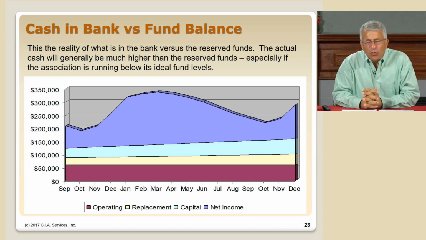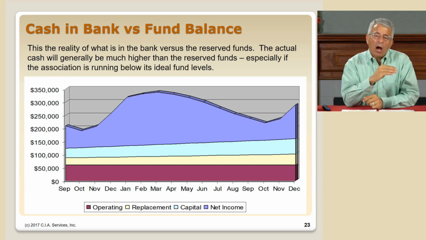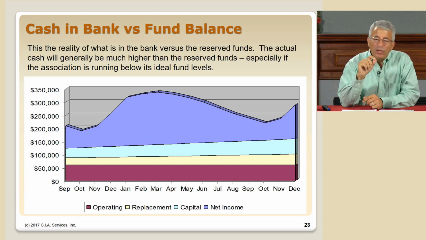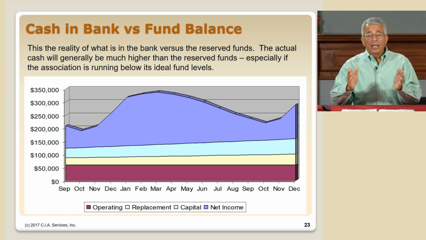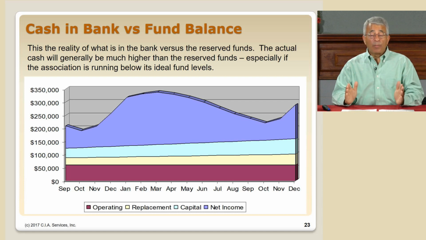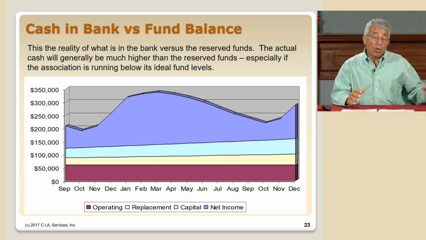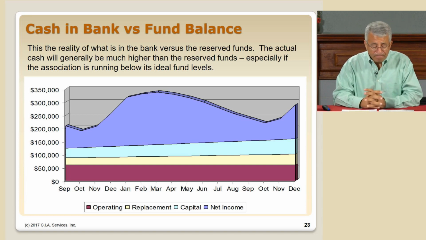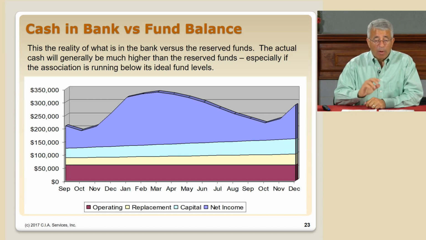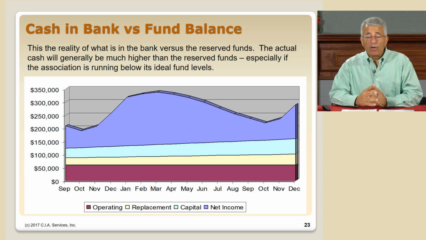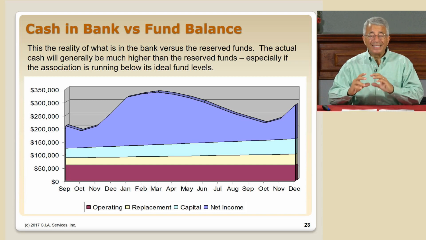So this graph right here, on the last one we were talking about the ideal values of our funds. This graph is showing us how much actual cash we have in the bank at any time. This one is only a 1-year period. It's actually about a 15-month period, but it's 1 year versus the other one was long-term. It was over a 10-year period. So in this particular example, we've added a fourth section. At the bottom we have our operating fund, we have the yellow replacement fund, we have the light blue capital fund, and then we have something I'll just refer to as net income.